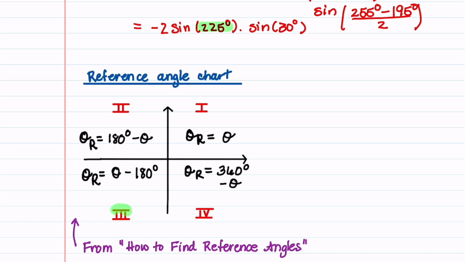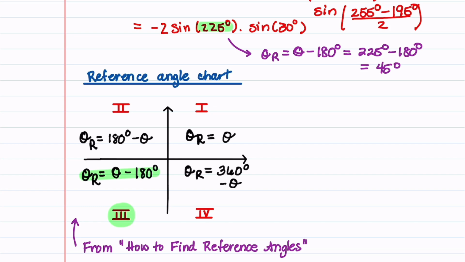225 degrees is in quadrant 3. So our reference angle is going to be theta minus 180 degrees. So let's make a note that our reference angle is theta minus 180 degrees. So this is 225 degrees minus 180 degrees, which is equal to 45 degrees. And we know that the sine of 45 degrees is root 2 over 2. The sine function is negative in our third quadrant.